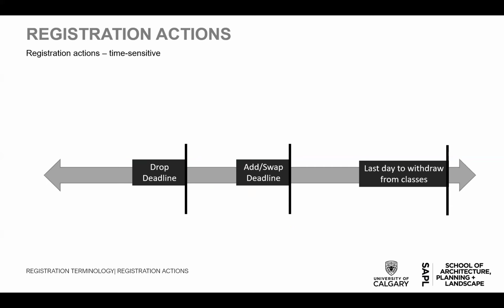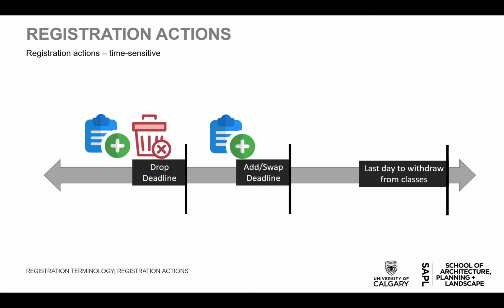These 3 actions are all time sensitive, and I've tried to show it in this diagram. Here, you see a timeline between the start of registration to the last day of classes for any given semester. You can add and drop classes up until the drop deadline. The drop deadline usually happens first in any semester. After that, you can only add classes up until the add swap deadline.